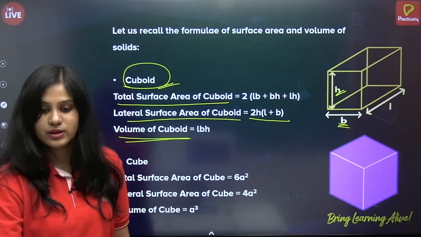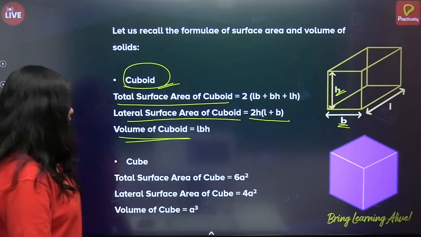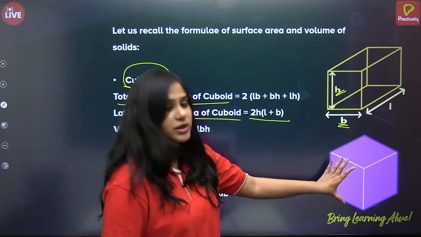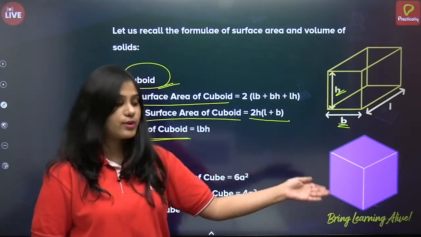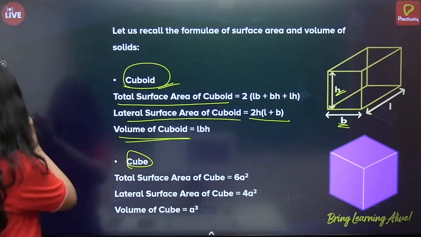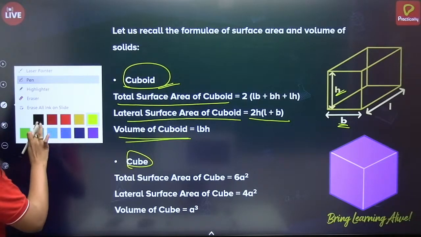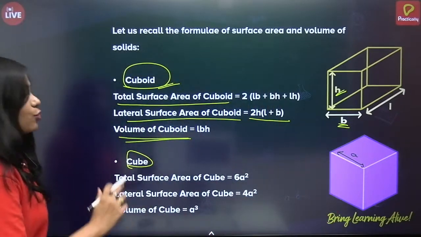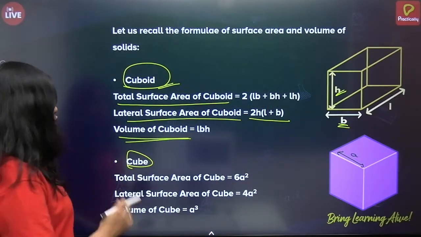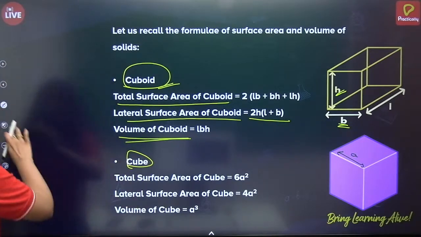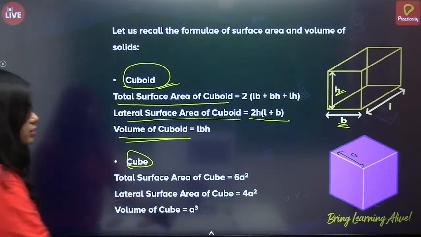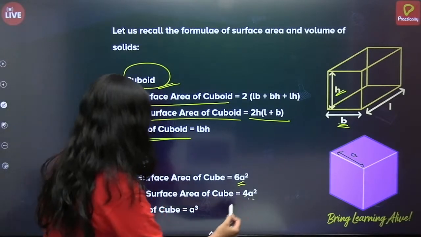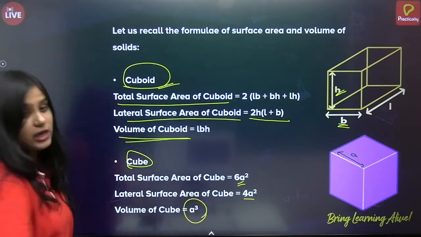Okay. All right. Next is cube. What is cube again? You know, right? This is the cube here where all of its edges are of equal length. So let us consider the edge of the cube to be of length A. So this is A, correct? So if the length of the edge of the cube is A, what will be its total surface area? Total surface area of cube is equal to 6A square. LSA, that is lateral surface area, is 4A square, and volume of the cube is A cube.